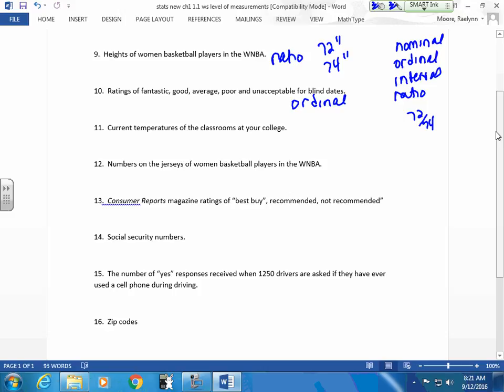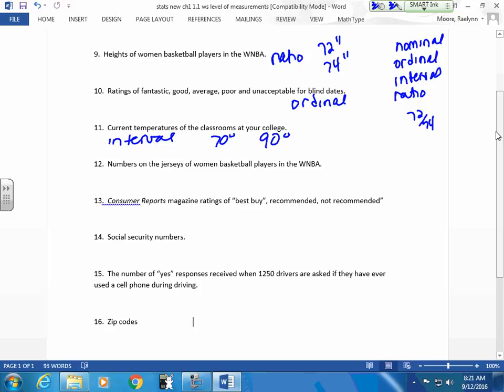Current temperatures of the classrooms in your college? Interval. Temperatures are interval. So an example, think of the temperatures here. This temperature is a fairly nice temperature. Say this is 70 degrees. If you go over the main office, it's usually stifling hot. It's 90 degrees up there. Is it twice as hot? Is it a quarter as hot? It's 20 degrees warmer, but I can't put a ratio on that.